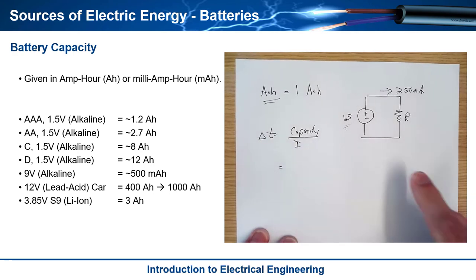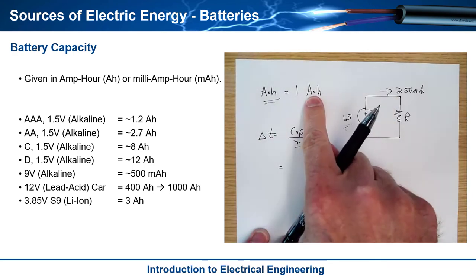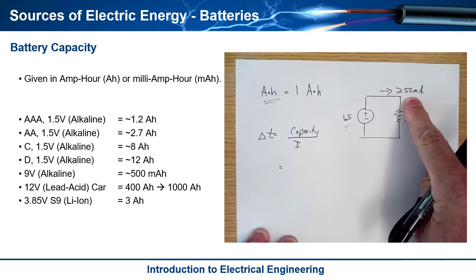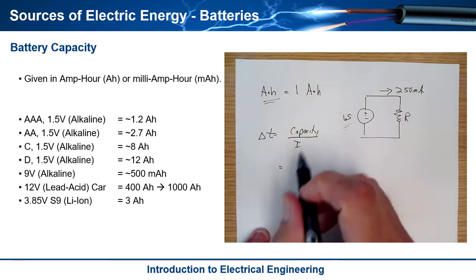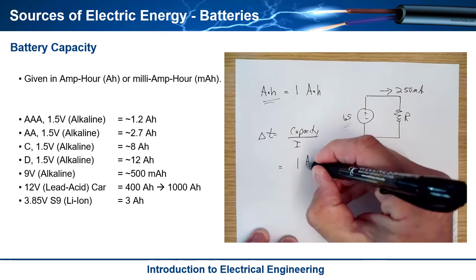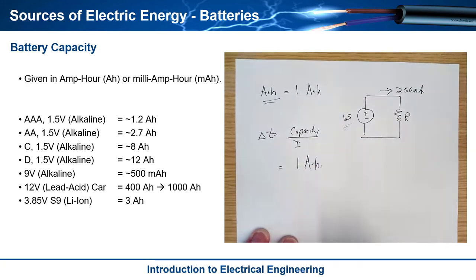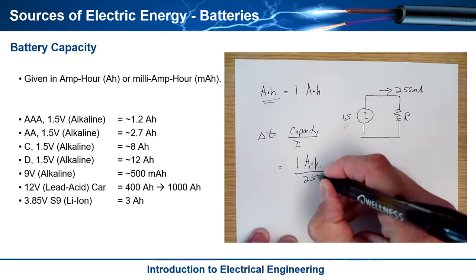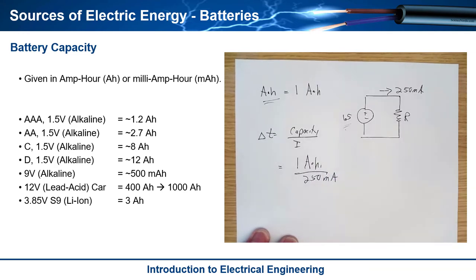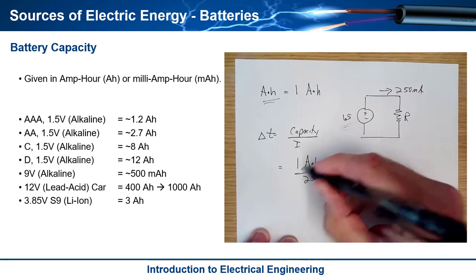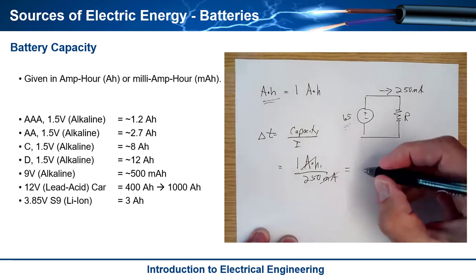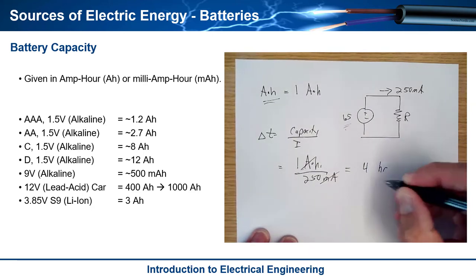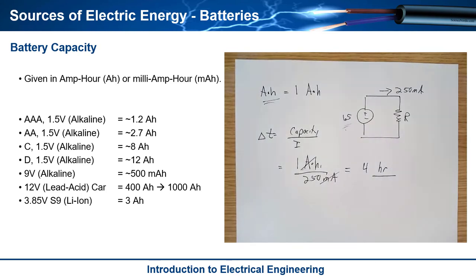So for example, if I wanted to figure out how long a 1 amp hour battery could provide 250 milliamps to this circuit, you obviously know it's going to be 4 hours, but the way you do it is you'd say 1 amp hour divided by 250 milliamps. Okay, and so the amps would cancel. You'd go 250 times 10 to the negative 3, and you'd be left with 4 hours. So it could power that for 4 hours.